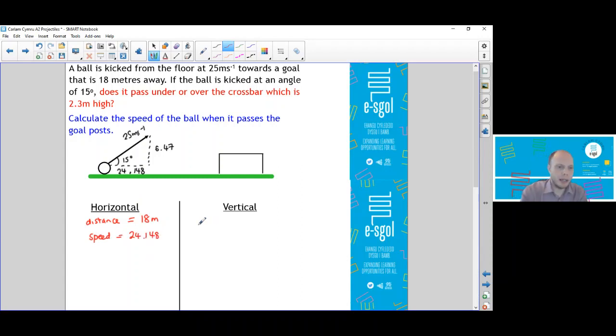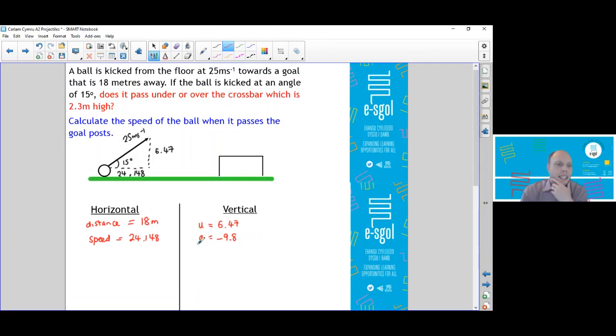Then if we put those values in underneath, horizontally our speed is 24.148, and vertically, remember this is our initial speed because we've only just kicked it, 6.47. We'll say that up is positive. A is minus 9.8, that's always going to be true. On the right hand side here, the vertical is stuck, because I don't know how high up it goes, we're trying to work that out. I don't know how long it's in the air for, and I don't know the speed it's going to get to. I could work out the highest point, but that's not what we're trying to do here.